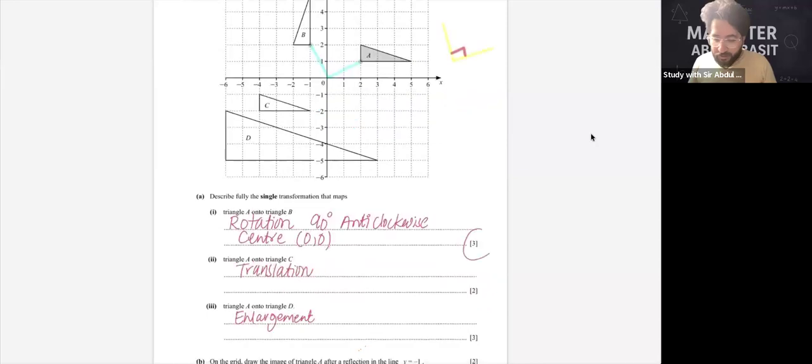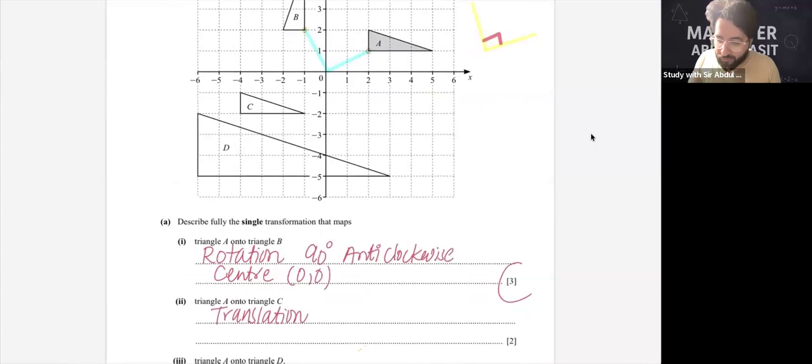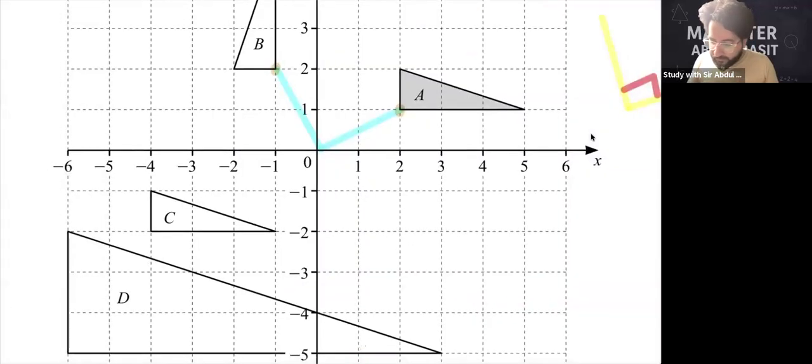Okay, translation. So look at the translation, everybody. It is A onto C. So I have to select the corresponding points. Just select the corresponding points, this one and this one. Now let me see how much I went down and how much I have to go left, because it's very obvious that I have to go down like this. I took 3 boxes down and I have to travel this much left.